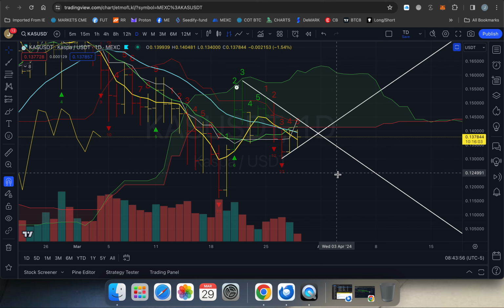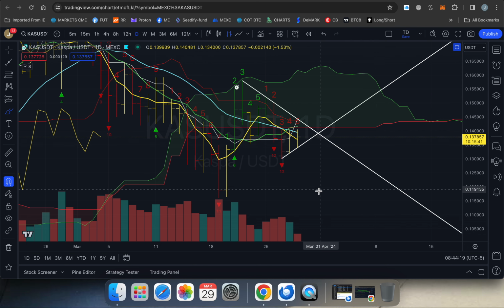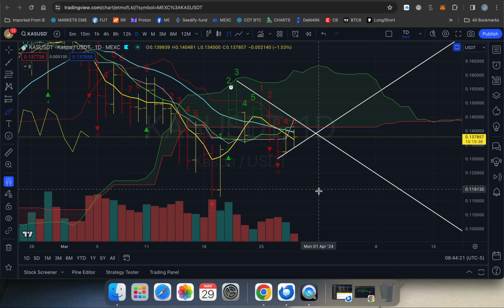Looks like somewhere around April 3rd, maybe 2nd to the 3rd. You can draw your little paintbrush thing here. My guess is it probably comes up here, bumps its head on the cloud, pulls back, makes a higher low daily, and then it should rocket out. But no guarantee. It's all subject to doing what it wants.